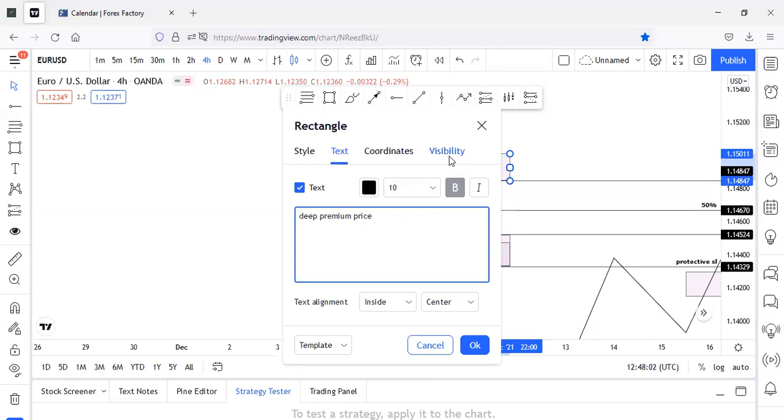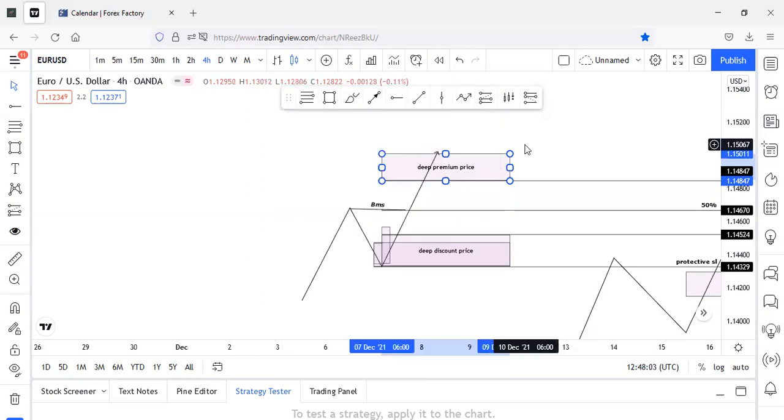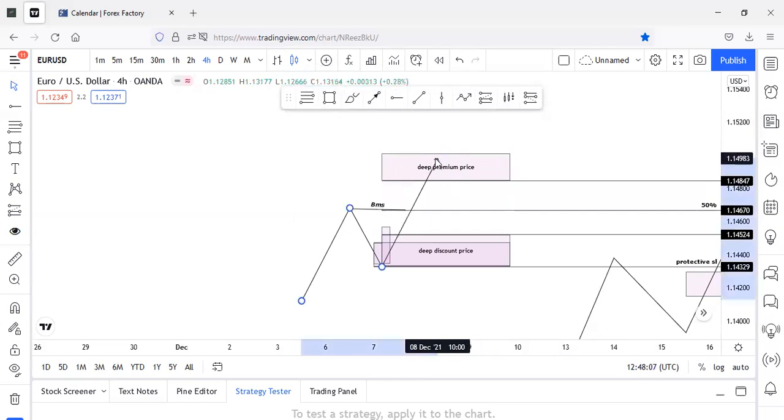So if you guys can actually practice this alone, you have an edge in the market. So here I'll be looking to sell the market right from this deep premium price. I know that there will be an institutional order block or mitigation block or any institutional level around there. So you guys should look out for that.